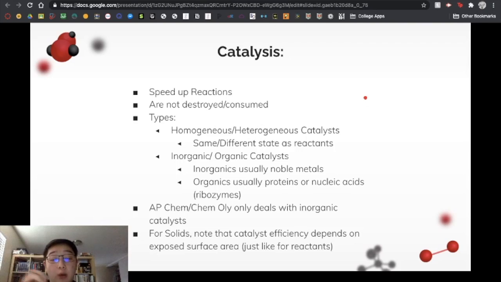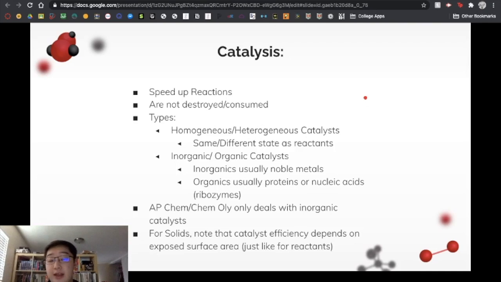Inorganic catalysts tend to be noble metals, for example, platinum, gold, silver. Usually you don't see gold just because it's expensive and doesn't actually do a lot. But platinum is very common. Palladium is another one that's very common. Silver is very common. And then AP Chemistry and most of Chem Olympiad only deals with inorganic catalysts. I've seen like one question ever on organic catalysts, so it's probably not too big of a deal. And that was on Chem Olympiad, not on AP Chemistry.